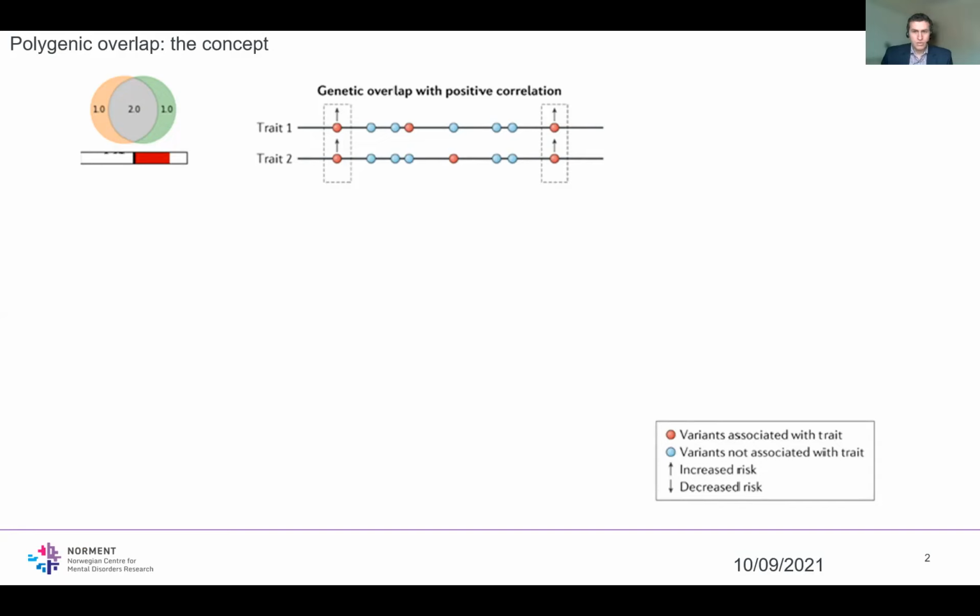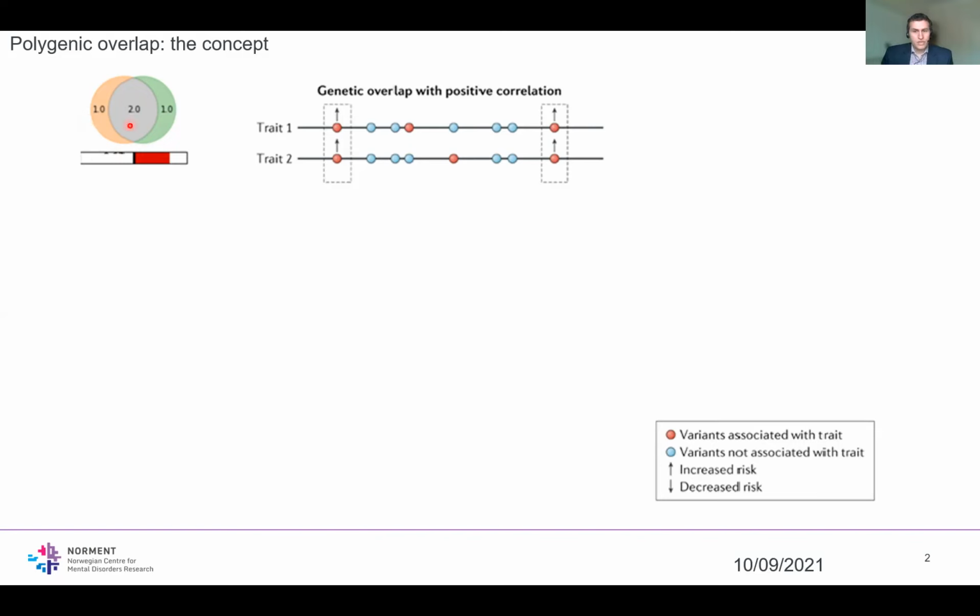On this diagram, you have 2 traits, each with 3 causal variants, shown in the red color. 2 of these variants are shared between traits, as reflected on the Venn diagram here on the left. The number 2 in the shared gray area indicates shared variants, and number 1 in the colored area indicates trait-specific variants. Hope this makes sense so far.